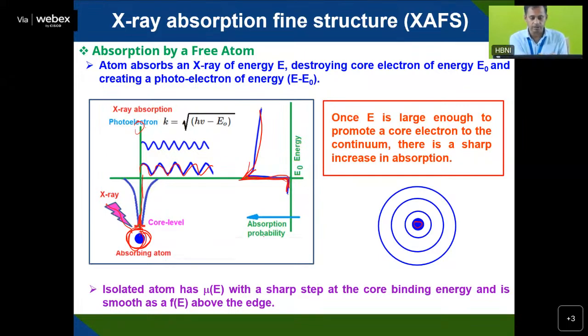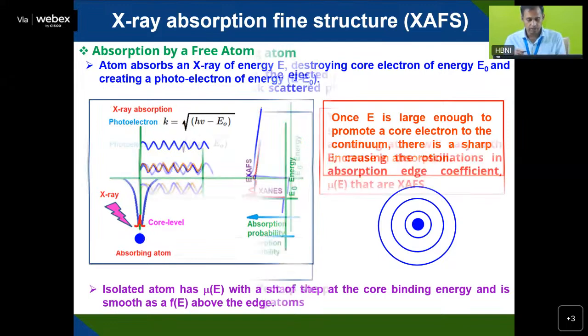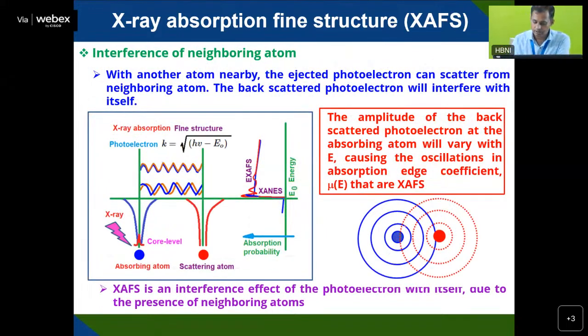Here the atom absorbs the X-ray energy E by destroying the core electron of energy E0 and creating a photoelectron that has energy E minus E0. So in that case you will get this type of pattern. But when you have a neighboring atom, you can see here there is a blue atom and a red atom. The wave vector generating from the blue atom interferes with that of the red atom. This is the absorbing atom, and this is the scattering atom. Then you will see there is interference between the wave vectors of both. So in addition to the absorption edge, you will see some additional spectra. That is called extended absorption spectroscopy.